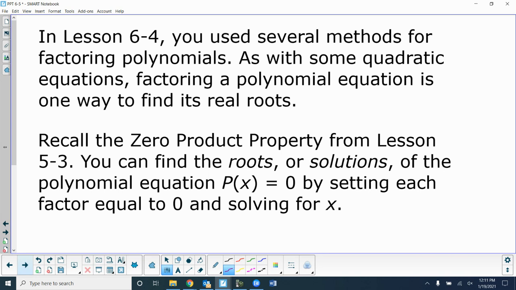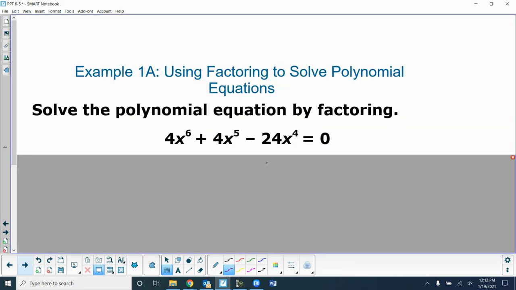Okay. So back in the last lesson, we used several methods for factoring polynomials. We had grouping and we did cubic stuff, right? The sum or difference of cubes. As with some quadratic equations, the x squared ones, factoring a polynomial equation is one way to find its real roots. Using the zero product property from section 5.3, you can find the roots or solutions of the polynomial equation by setting each factor equal to 0 and solving for x. That was what we did with number 3 and 4 in warm-up, right? Once we had them factored, we set them equal to 0 and then solved for x, right? So we're doing that same thing, okay?